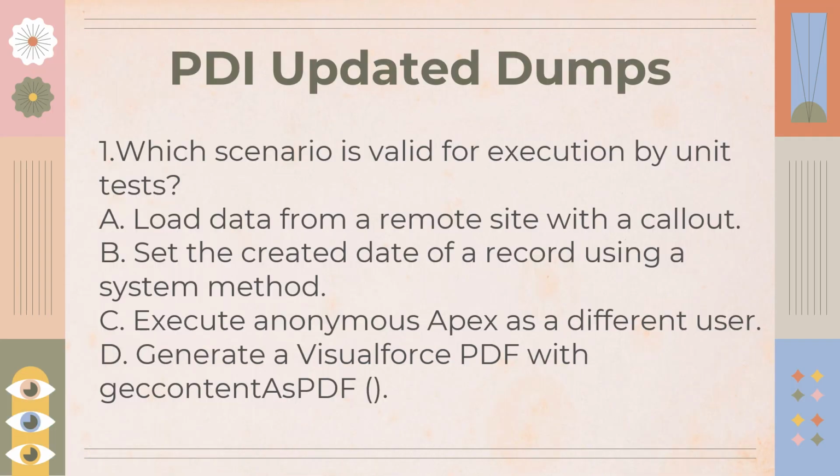1. Which scenario is valid for execution by unit tests? A. Load data from a remote site with a callout. B. Set the created date of a record using a system method. C. Execute anonymous Apex as a different user. D. Generate a Visualforce PDF with getContent as PDF.